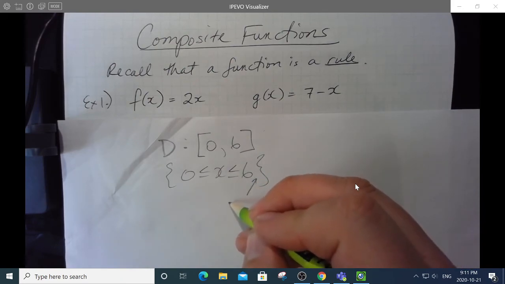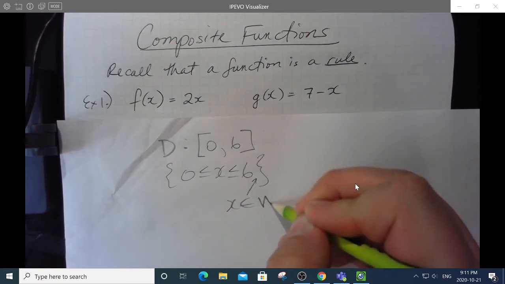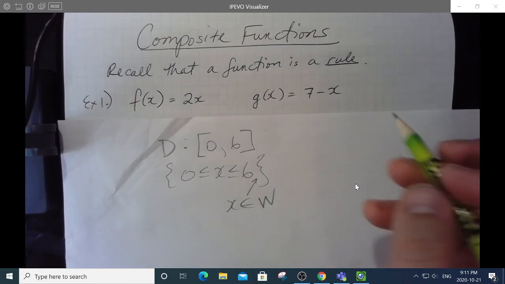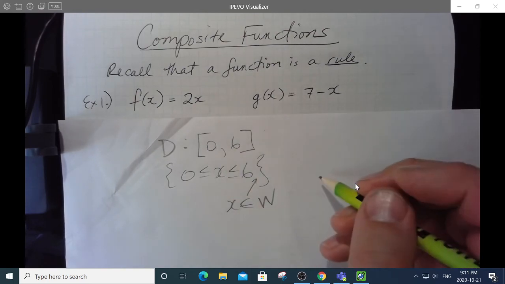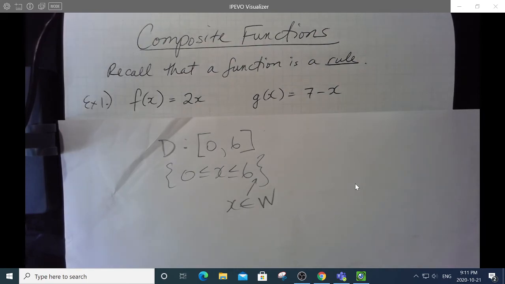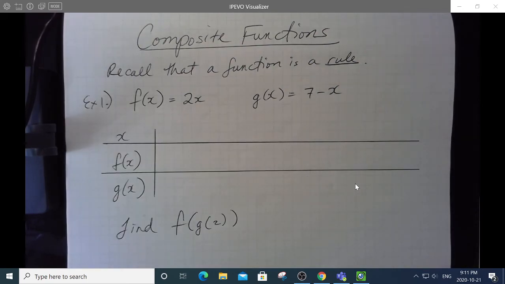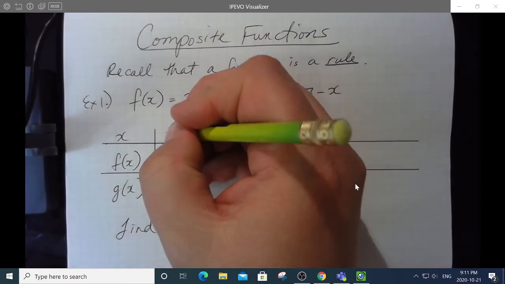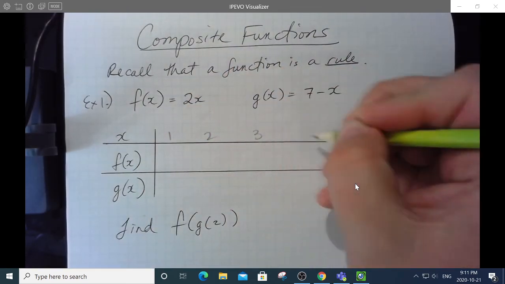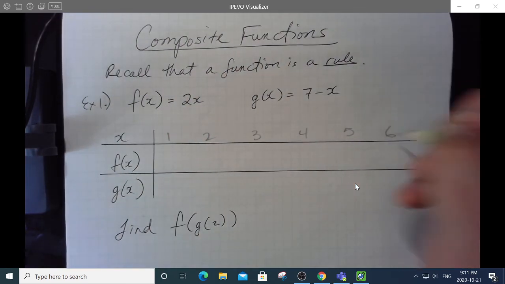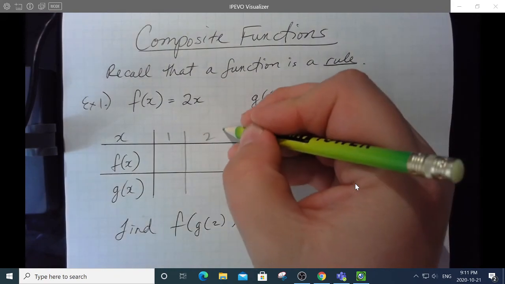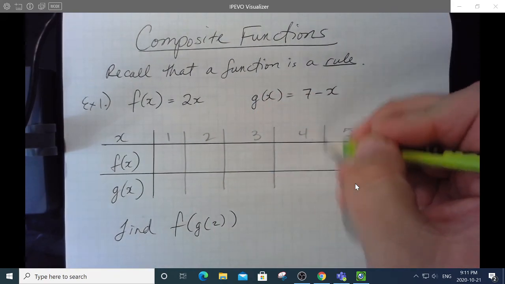I'm just going to say that x is an element of the whole numbers. So, using just whole numbers from 0 to 6, let's make a table of values, shall we? Haven't done one of those in a while. So x could be 1, 2, 3, 4, 5, or 6. Copy along and make yourself a table of values.